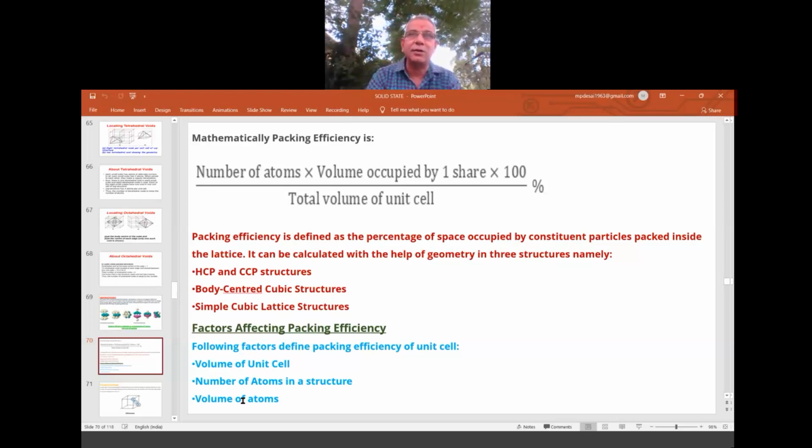Then at the end we will go for the crystallization chapter of the solid state. That completes the solid state.